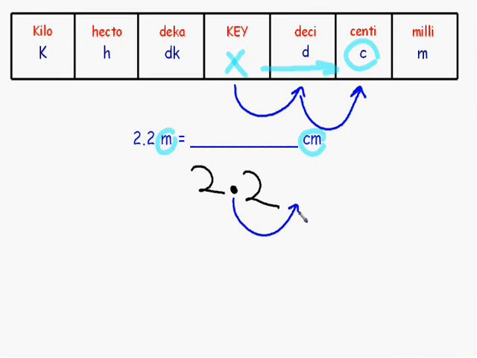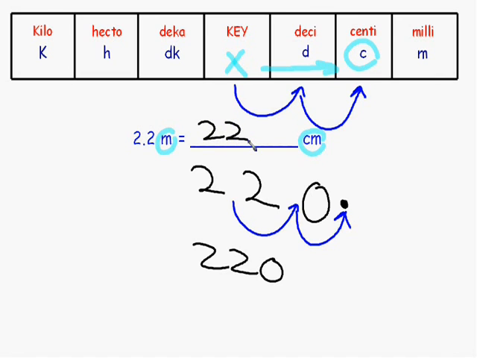So start at your decimal, times 10, times 10. Throw your new decimal in there above the arrow. Fill the empty bucket with a 0. Get rid of the old decimal. Rewrite your naked number. And bada bing, bada boom, 2.2 meters equals 220 centimeters.